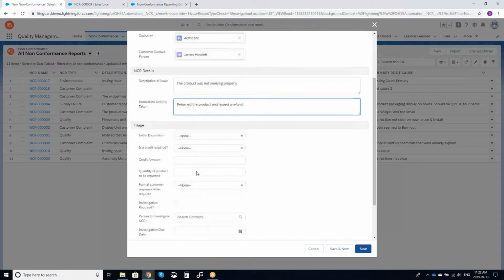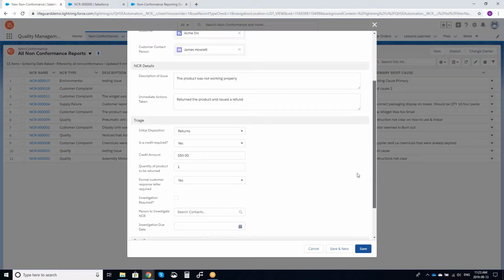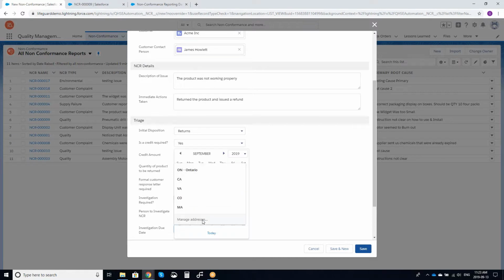I can go through and start to initially triage this. What that means is, what did I actually do? In this case, I issued a return. A credit's required at this point. The part was only $50, so that's all I need to put in. I'm going to identify how many of them. Do I need some level of formal customer response? Again, just getting back to the customer with any information I need to at this point. I can identify whether an investigation is required and who is going to be the person responsible for that investigation. And lastly, when is my due date? I'm going to say that it's going to be for the end of the month. Quick and easy to do.